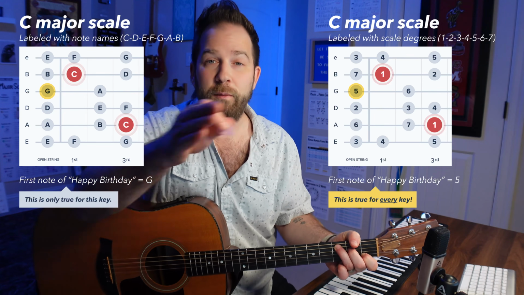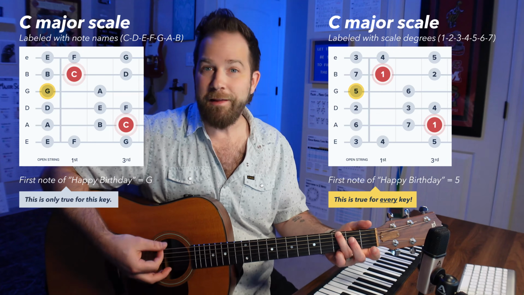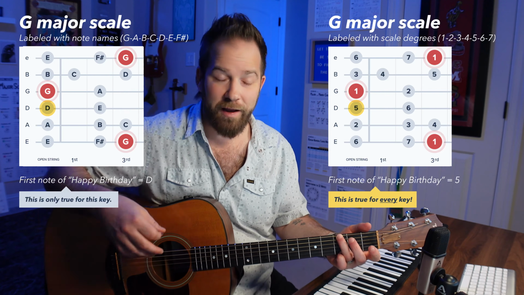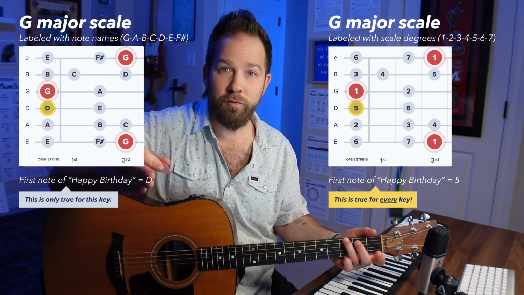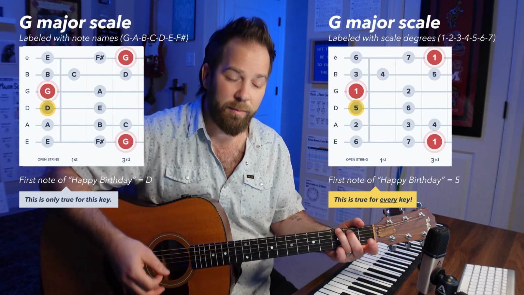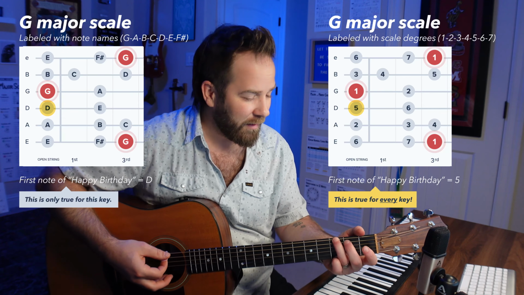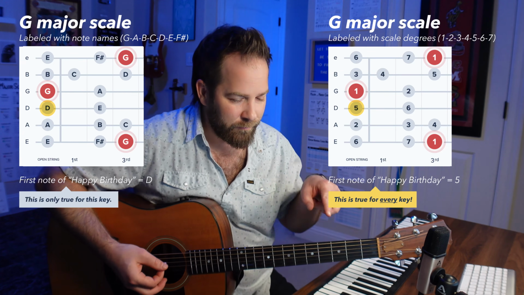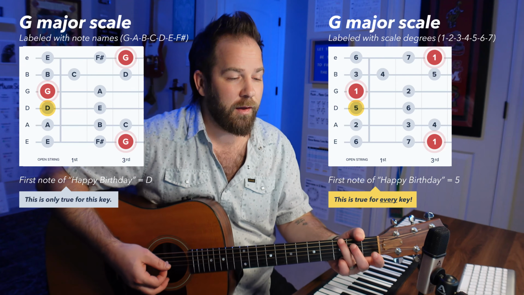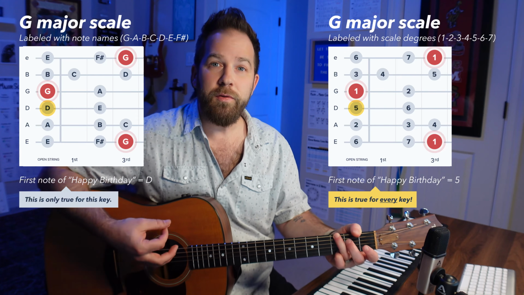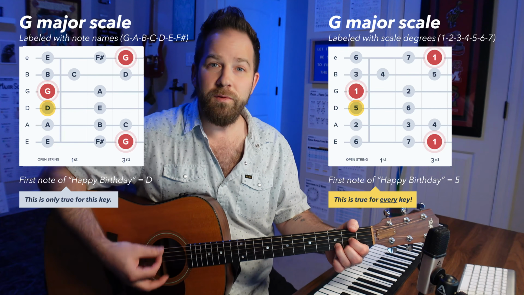And here's the cool part. If I was to change to a different key, say we go to the key of G instead, I know that 5 is going to be true there too. If I'm playing Happy Birthday in the key of G, the melody note is going to start on the 5. So I just have to find the 5. 4th string open. Happy birthday to you.